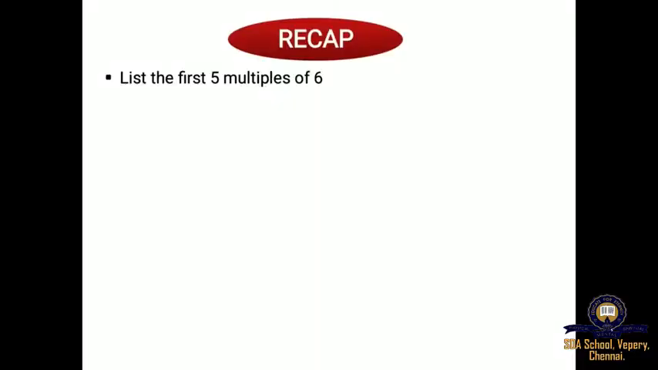With this, Chapter 2 Factors and Multiples is completed. Now we will do a recap of what we learnt. List the first 5 multiples of 6. The first 5 multiples of 6 are 6, 12, 18, 24 and 30.